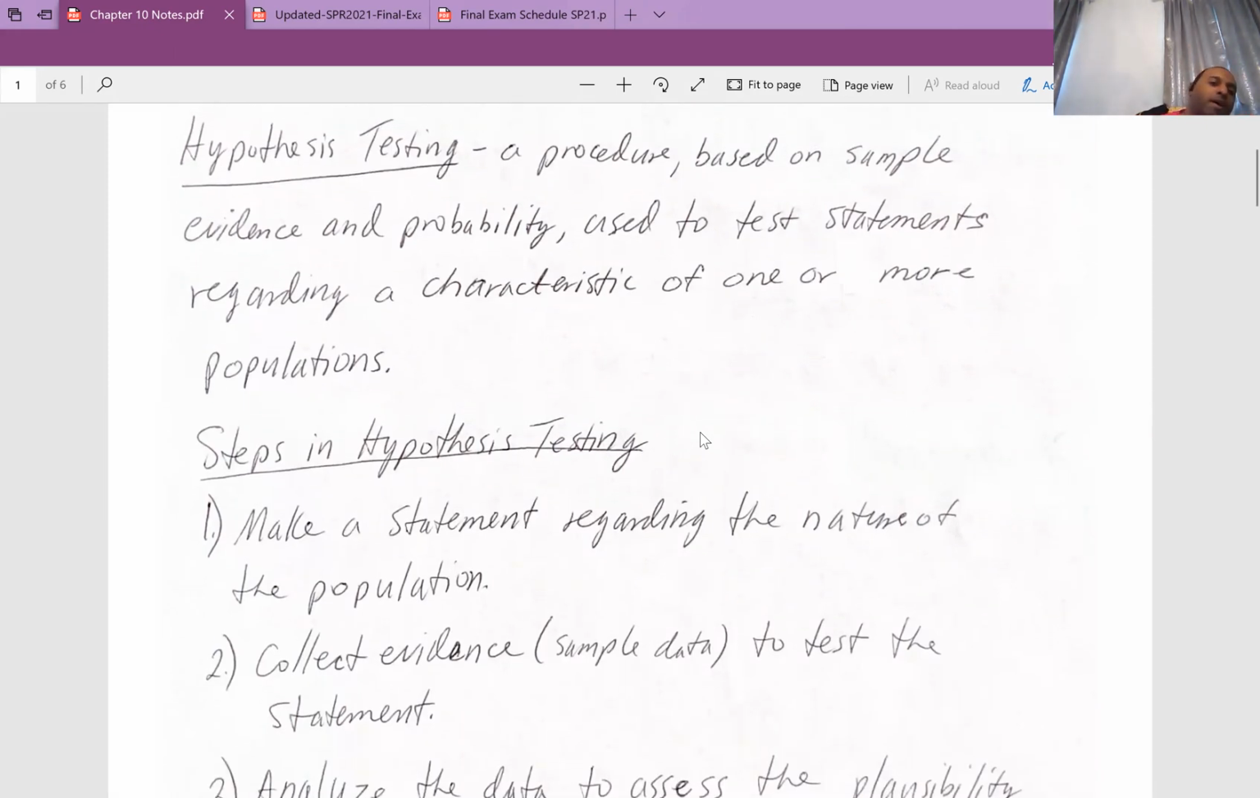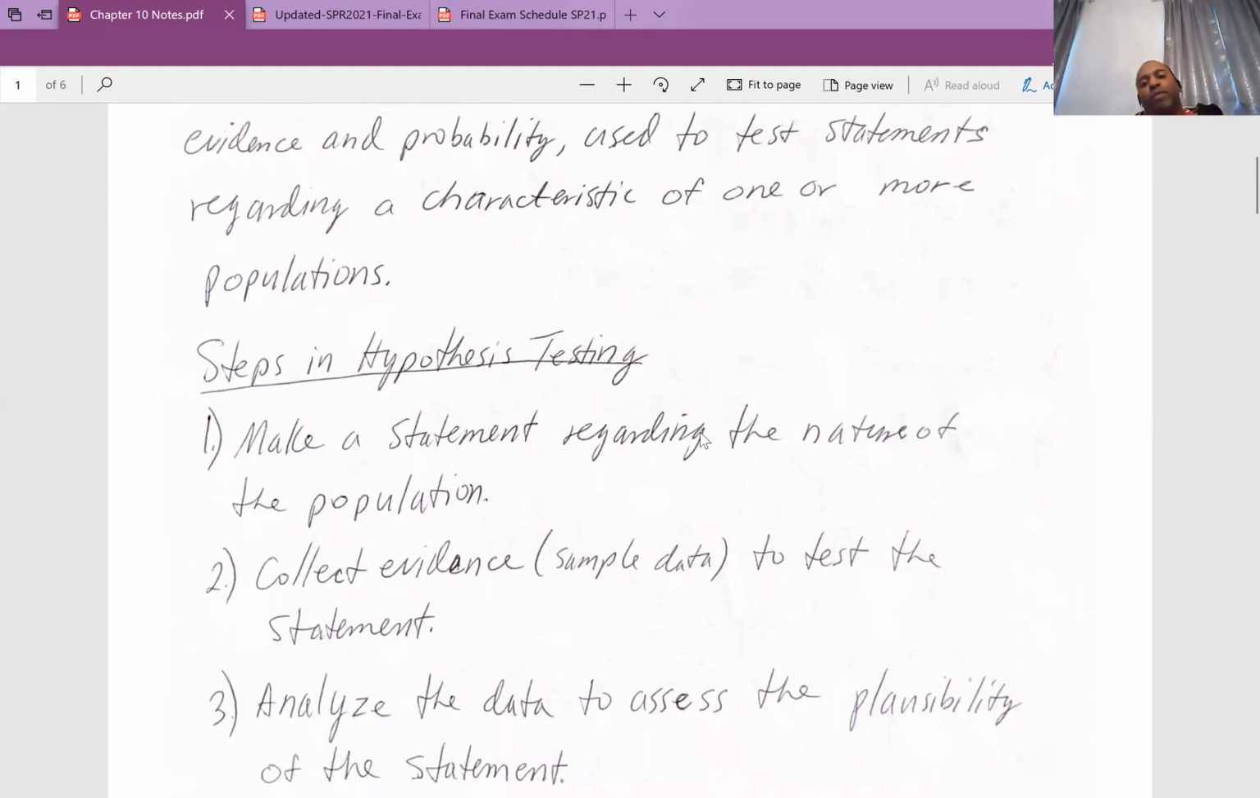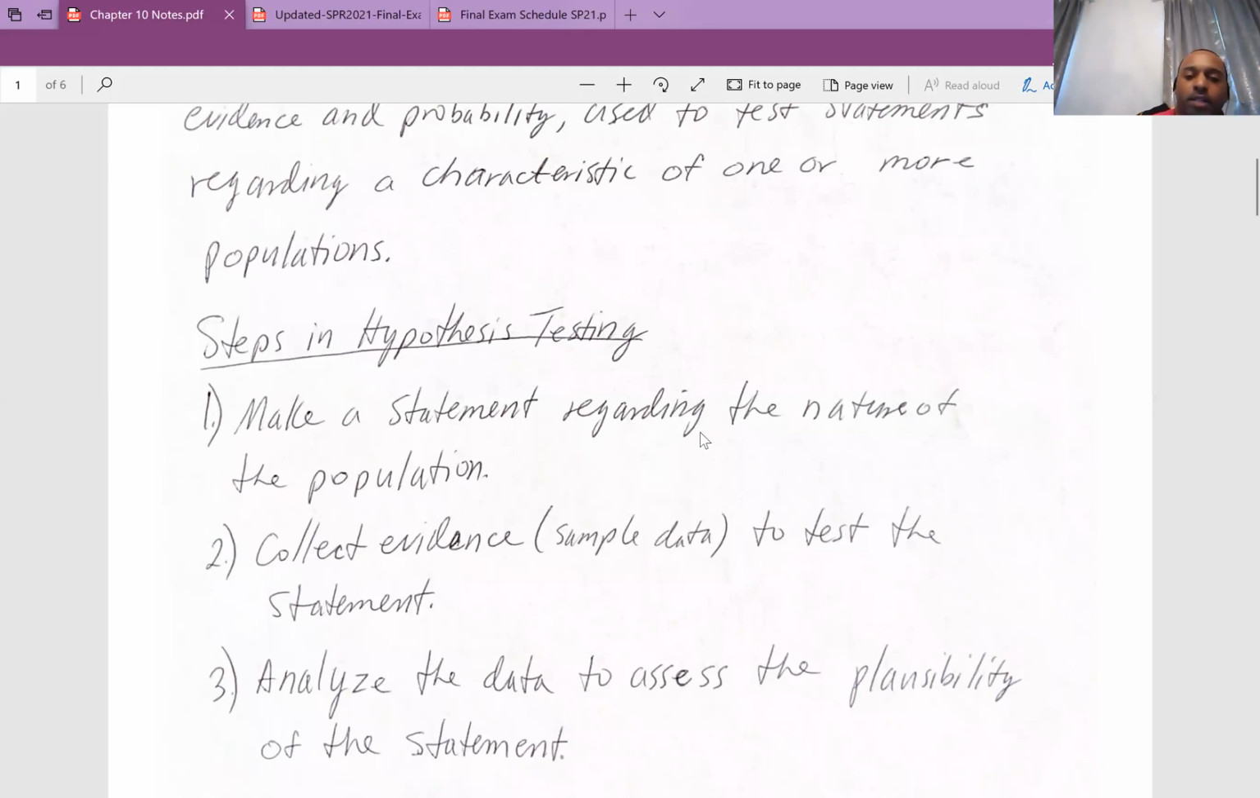All right, steps in hypothesis testing. So this is basically saying if you had to start from scratch, how you go about doing so. You'll make a statement regarding the nature of the population. You'll collect evidence, sample data, because basically, we're getting a hypothesis or conclusion of a population based on sample data. So you collect evidence to test the statement. And then you analyze the data to assess the plausibility of the statement.